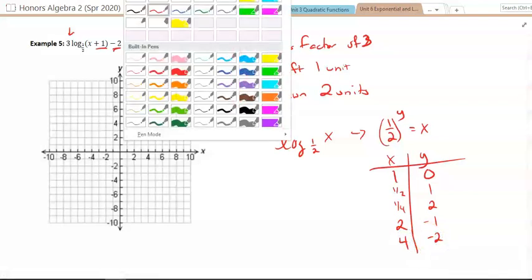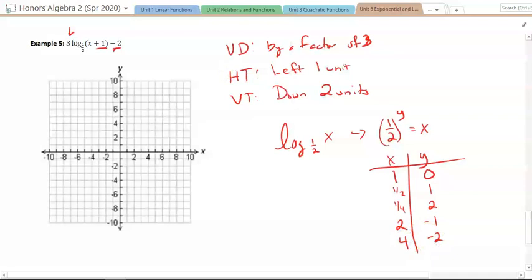And so my original points, right? So we're going to plot this in red here. My original points, 1, 0, 1 half for x and 1 for y, a quarter and 2.